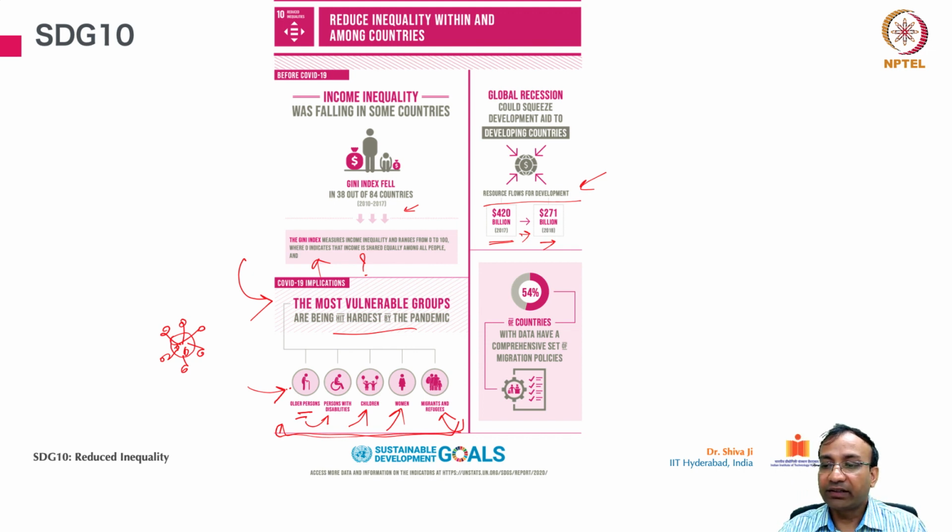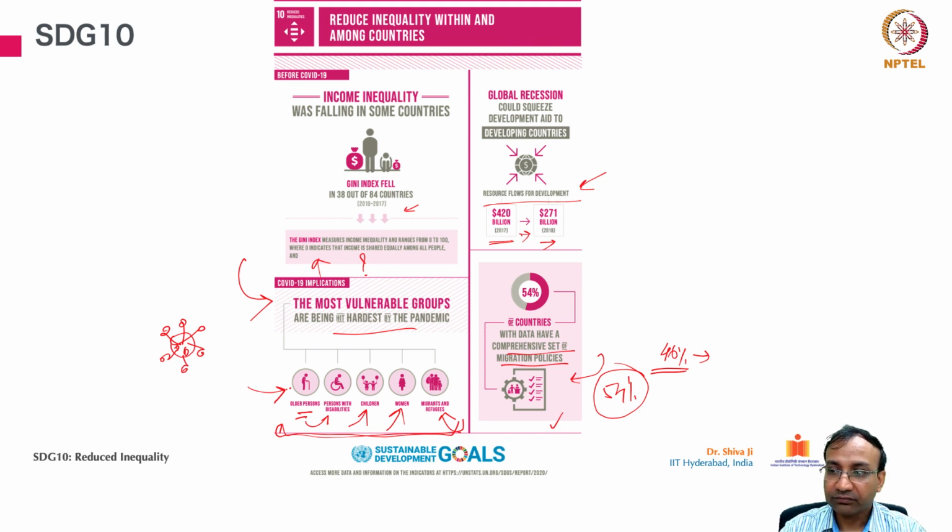54% of countries with data have a comprehensive set of migration policies. 54%, close to half we can call. That means the rest, 46%, close to half, do not have a proper, comprehensive set of migration policies to handle such situations of crisis. So you see the magnitude of work which needs to be done.